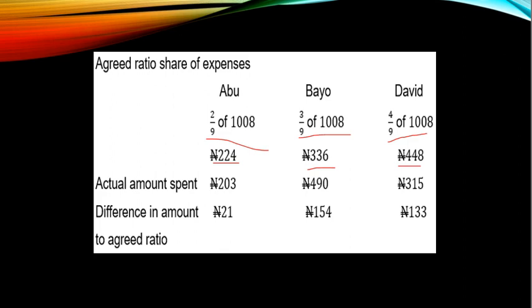Now, the actual amount spent from the question: Abu spent 3,203, Bayo spent 490, and David spent 315. So the difference in amount to the agreed ratio is 21. You have 154 and 133. So this is the amount they have. Abu and Bayo will balance David for them to follow the agreed ratio in the expenses they made in that evening outing. Okay.